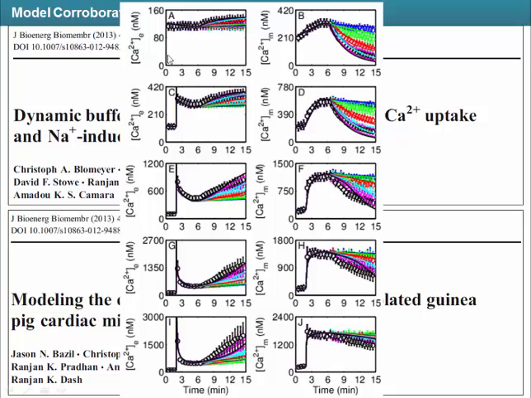As you can see, the model that we developed is able to simulate Blomeyer et al.'s data as well. So it sort of validates the hypothesis that there are 2 different uptake modes in mitochondria.